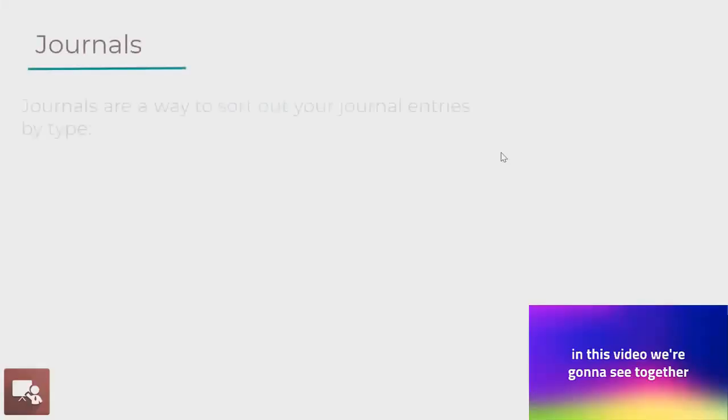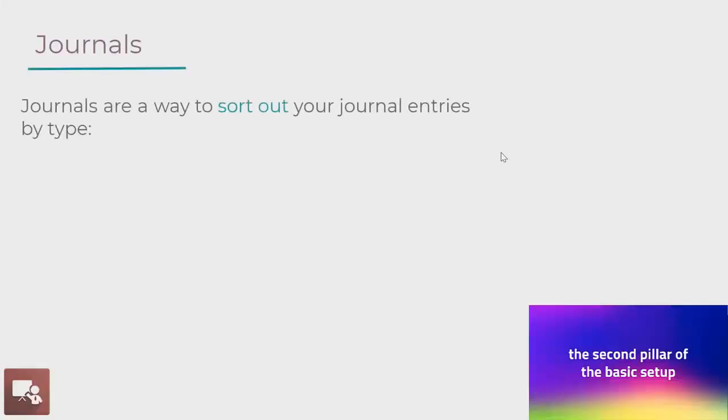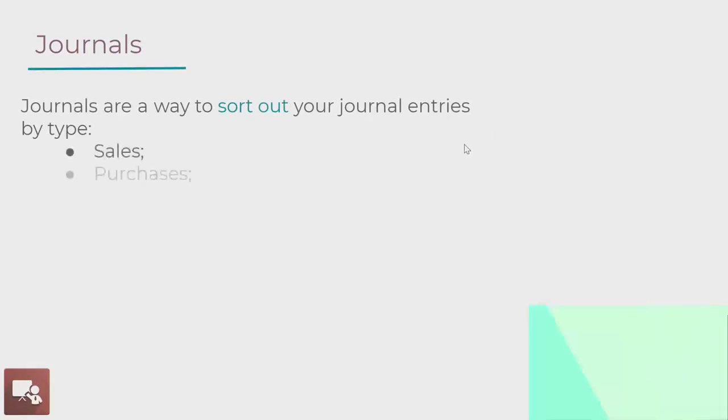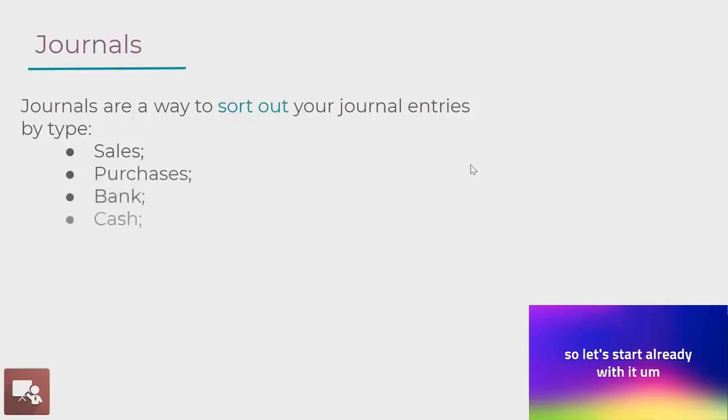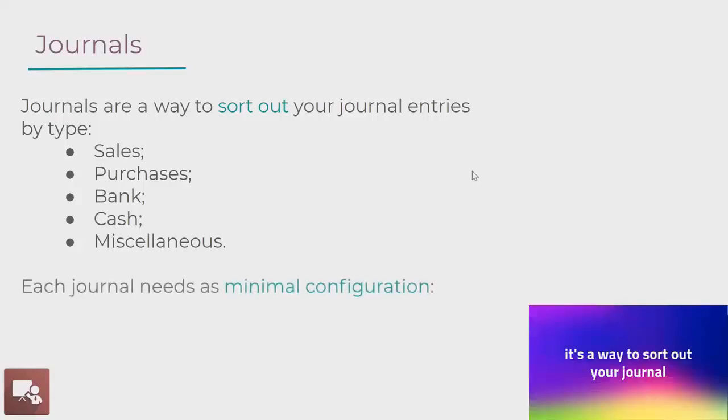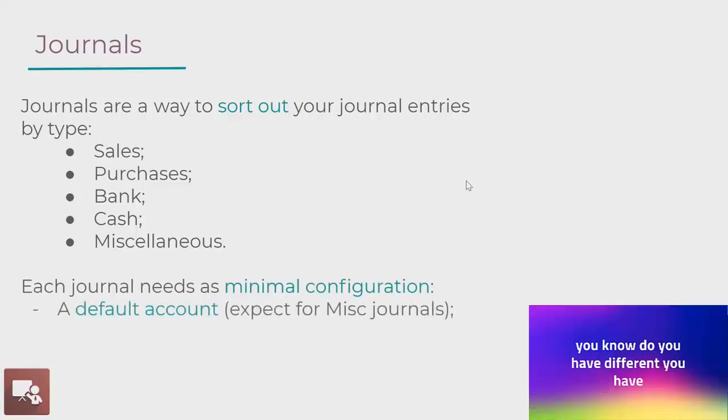In this video, we're going to see together the second pillar of the basic setup in order to be in production, that is the journals. So let's start already with it. What is a journal in accounting? It's a way to sort out your journal entries. Do you have different journals?